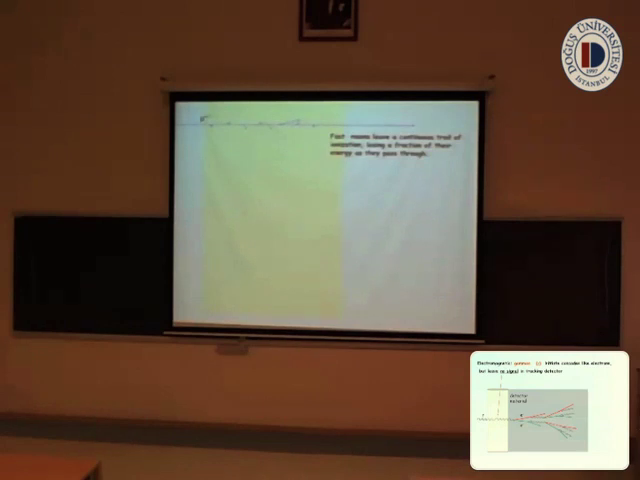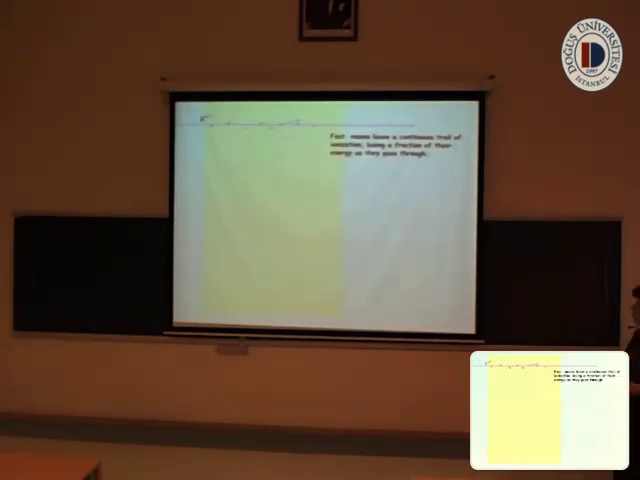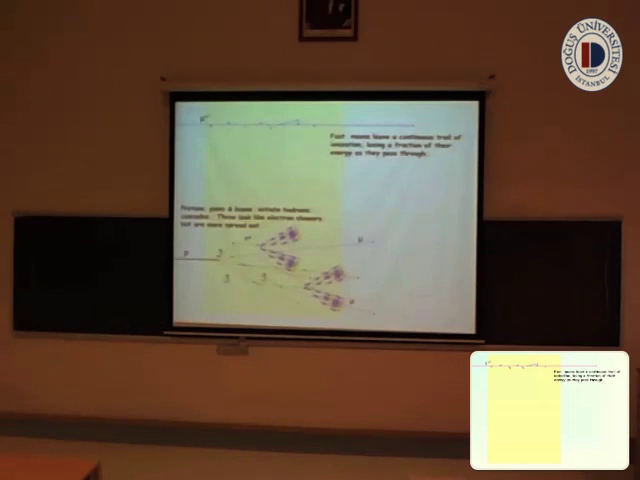Now, what happens with the muons? Fast muons leave a continuous trail of ionization, losing a fraction of their energy as they pass through. What else? Protons, pions, kaons initiate hadronic cascades. They look like electron showers, but more spread out. And this is what we can see in the detector. And this is a neutrino. It escapes the detector. But in principle, we can measure it.